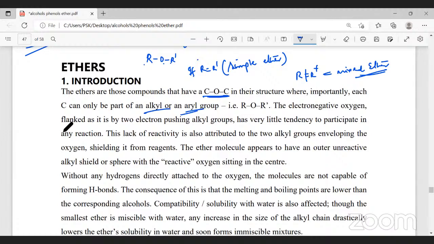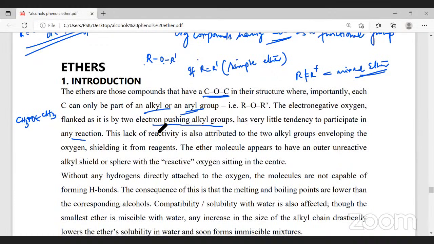The electronegative oxygen flanked as it is by two electron pushing alkyl groups has very little tendency to participate in any reaction. What is that? Now, for an example, if you take a simple ether, this CH3 group is an electron donating group. This CH3 group is also an electron donating group. So since electrons are moving towards oxygen, two electron pushing alkyl groups, the oxygen atom will have very little tendency to participate in any reaction because of the bulky groups across oxygen. Oxygen will not easily participate in the reaction.